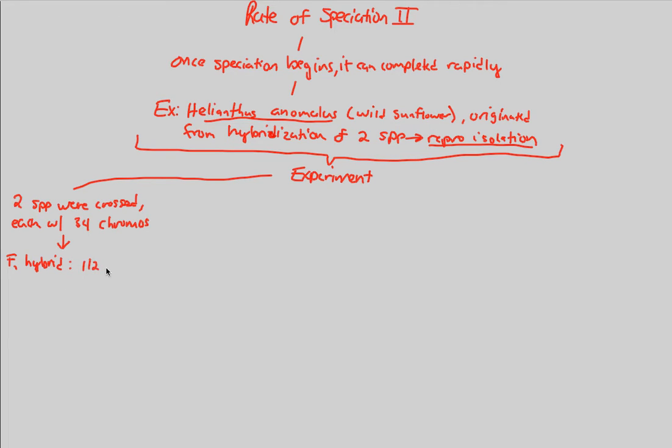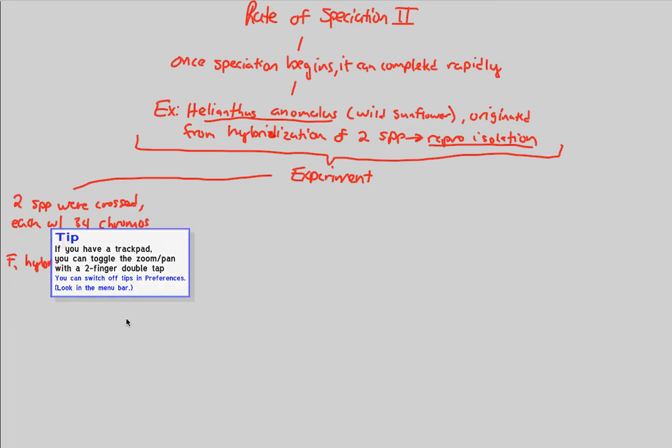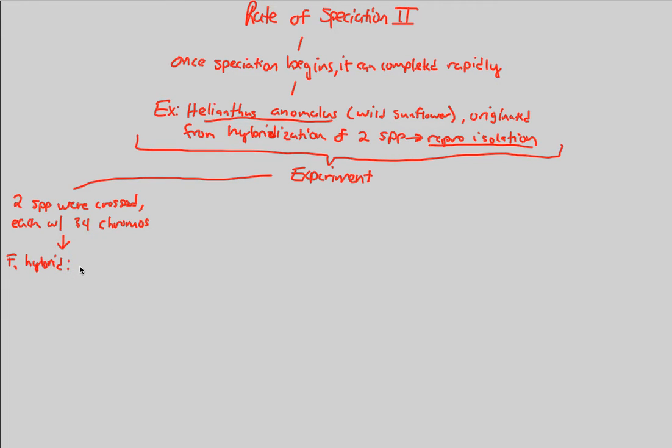What we notice is that the F1 hybrid has 1/2 of its chromosomes, so we're going to write this down again. The F1 hybrid has 1/2 of the chromosomes from one species, and we'll say that the other half of those chromosomes, so there's 2 halves, are from the other species. So look, two species were crossed, each with 34 chromosomes. The F1 hybrid, the combination of both of those, has half the chromosomes from one species, half the chromosomes from the other species, thus it's a hybrid.